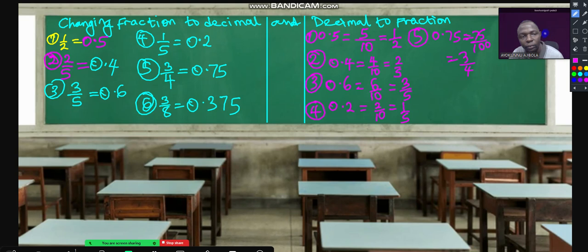Then number 6, we have 0.375. You can see 3 digits after the decimal. That is 375 over 1000. And if you cut it down, you're going to land on 3 over 8.